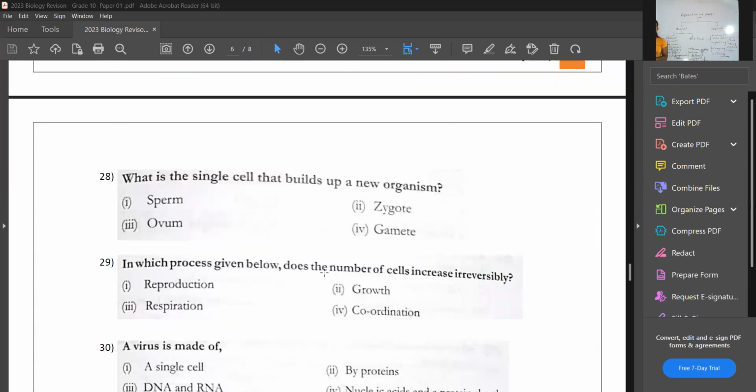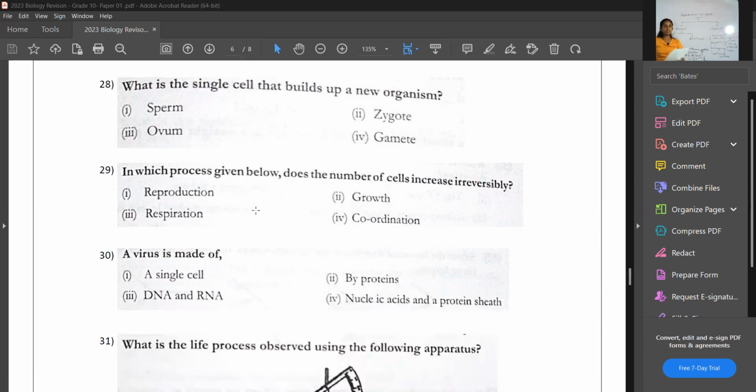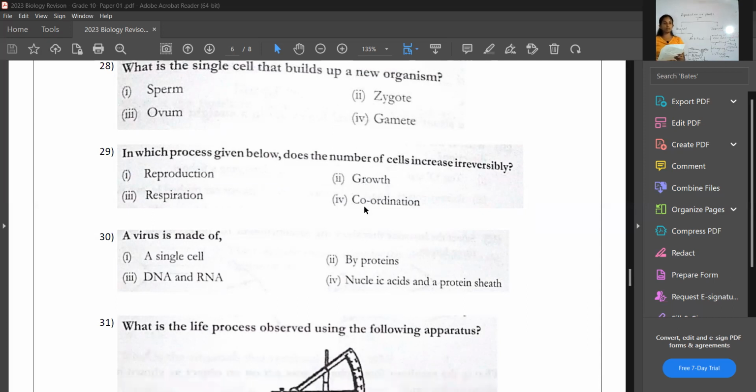Then question number 28. What is the single cell that builds up a new organism? That should be zygote, right? With the combination of the ovum and the sperm, the single cell produced is zygote. Then 29, in which process given below does the number of cells increase irreversibly? That is growth. The irreversible increase of the size of the cell or the dry mass, that is growth.